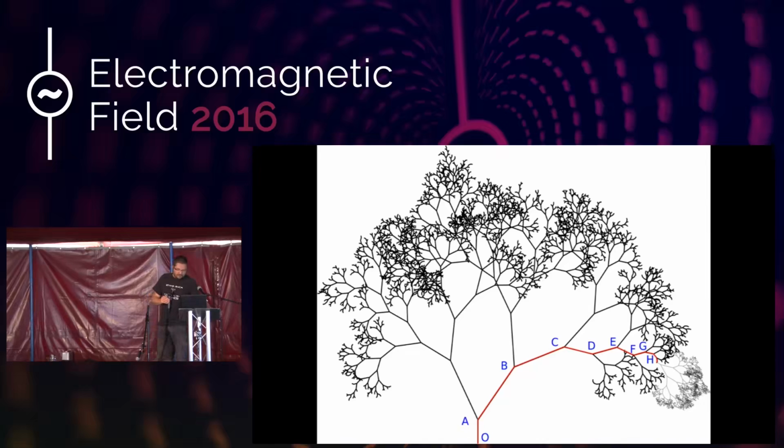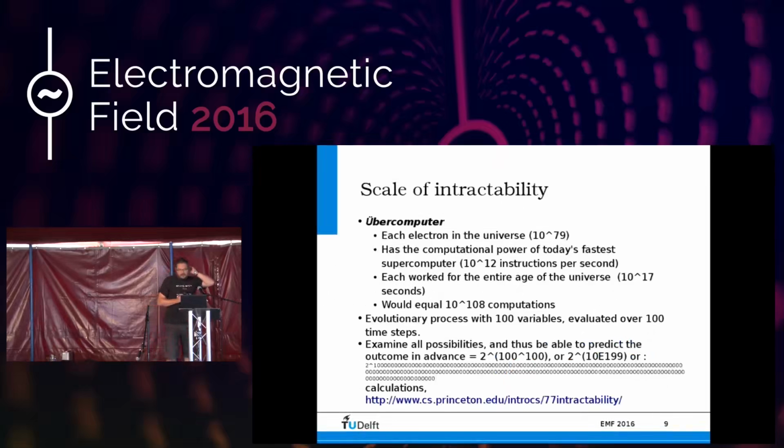Now, just to give you some numbers, because numbers are fun, there are some chaps at Princeton who have done the math here, and they said, well, let's imagine this Uber computer that has every electron in the universe, and there are 10 to the power of 79 of those. That's a lot of electrons. And each of them has the computational power of today's fastest computer, so that's 10 to the power of 12 instructions per second. And they run for the entire age of the universe, right? That's 10 to the power of 108 computations, which is that number below.